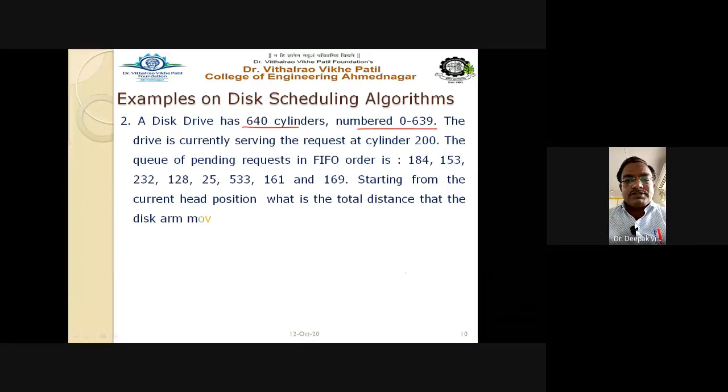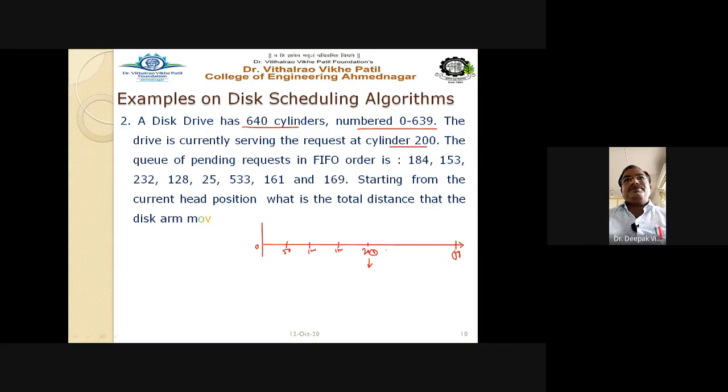What is the meaning of this? The meaning is that your x-axis must contain how many numbers? Say for example 0, 50, 100, 150, 200. So this way we have to go up to 650, for example. This drive is currently servicing the request at cylinder 200, so 200 means the current head position is here.